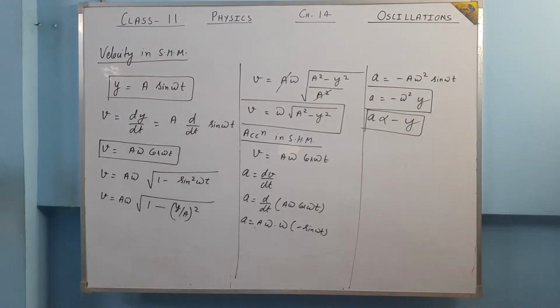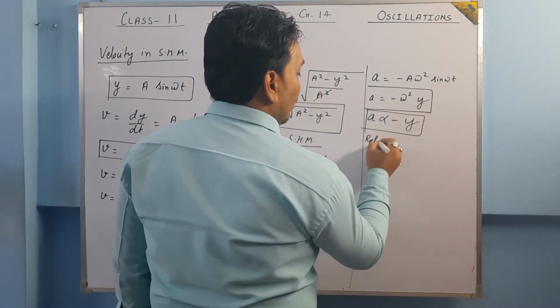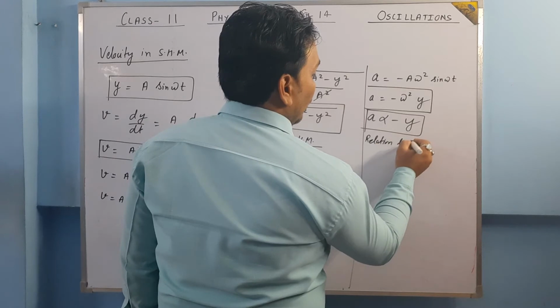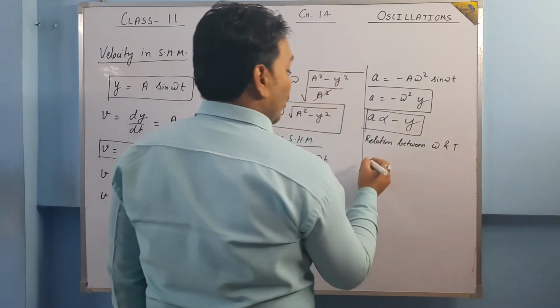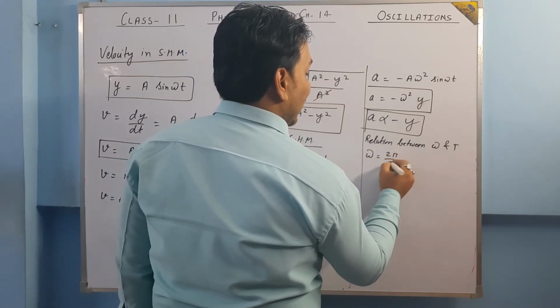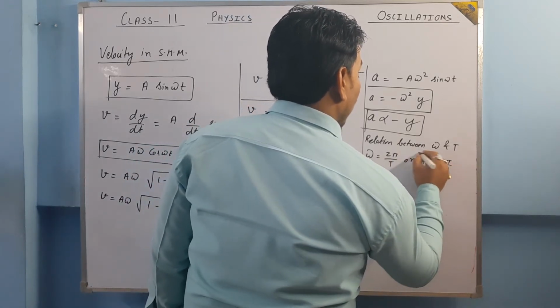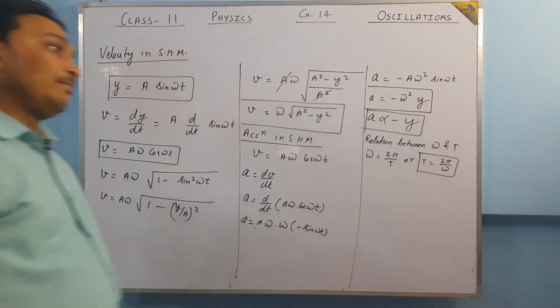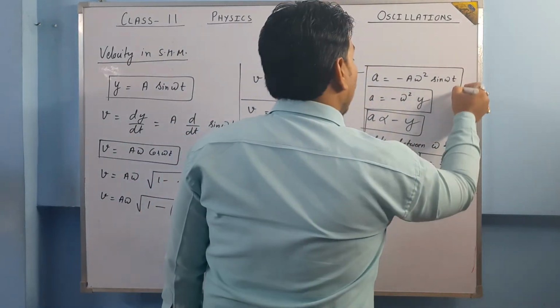Now, we have already discussed yesterday the relation between omega and time period. I've already told you that omega comes out to be what? 2 pi by capital T, or T is equal to what? 2 pi by omega. The time period is given by this. So the value of acceleration in terms of sin omega t is this one.